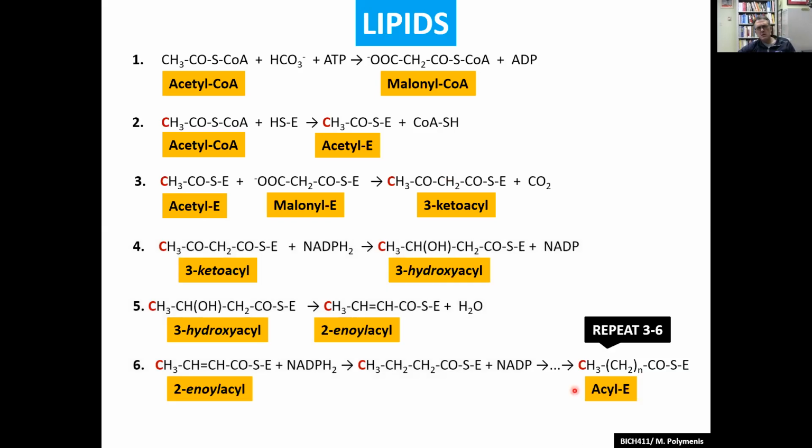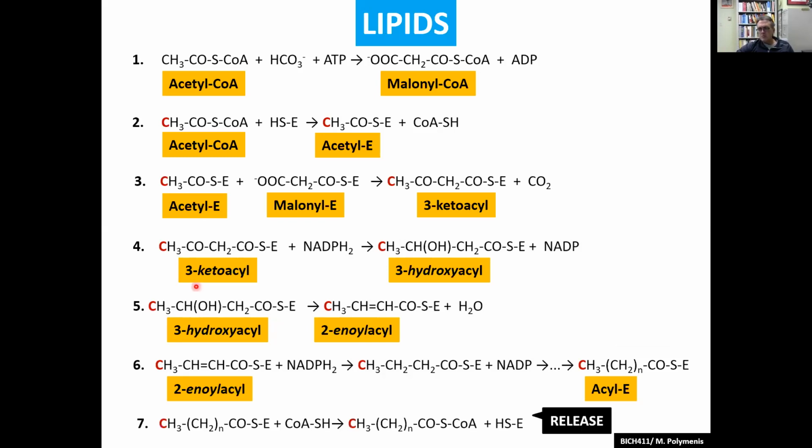And you keep doing this. Once you do this once, then you keep doing all these reactions, 3 through 6, again and again and again until you get to the chain that you want, 16 or 18 carbons. And finally, you have to release it. So that's the idea.